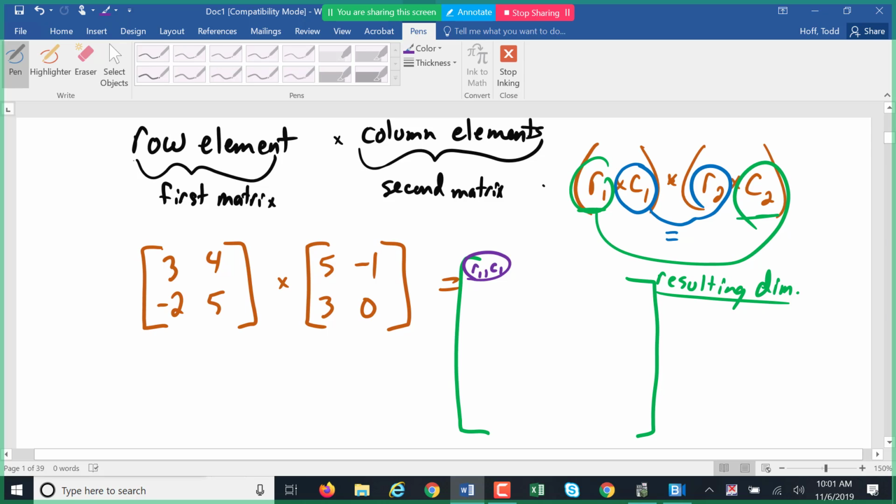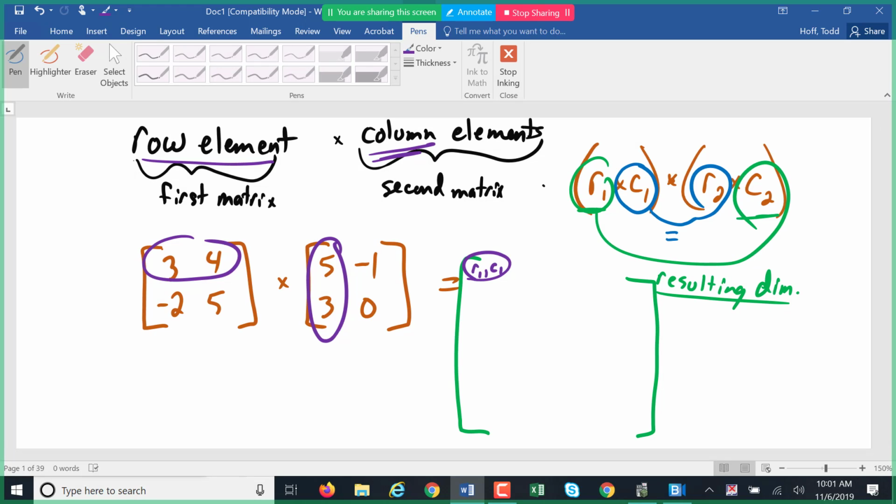To find the entry in that location of the resulting matrix, we take row 1 from the first matrix. Remember, we take the row from the first matrix. And column 1 from the second matrix. We take the column from the second matrix. And we multiply the elements in order. So the first entry of row 1 is 3. The first entry of column 1 is 5. So that's going to be 3 times 5.